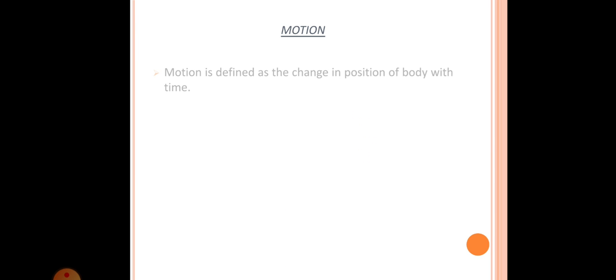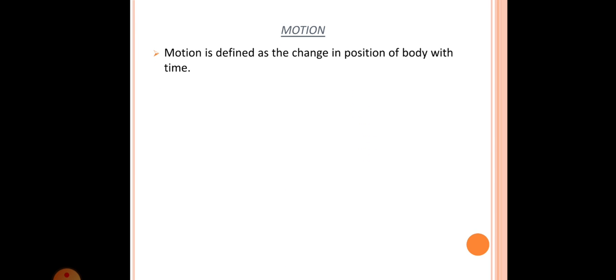What is motion? As I have said, motion is defined as the change in position of a body with respect to time. As the time is changing and the position of the body is changing, that means we can say that the body is in motion.